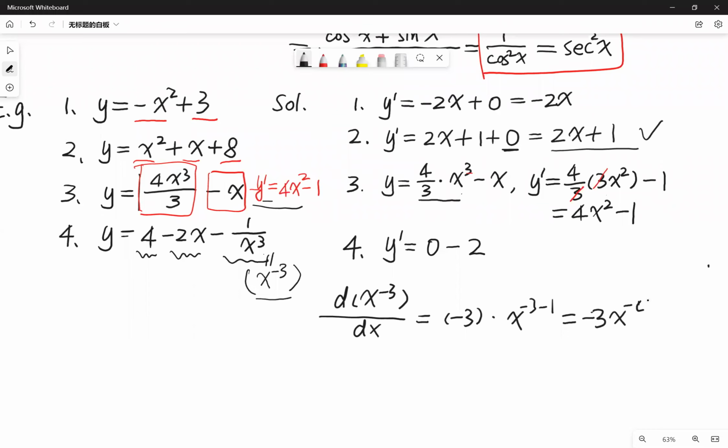And here, you should not forget this label, right? Plus 3. Minus 3x minus 4. Then we know that it's minus 2, plus. Oh, sorry, minus 3x to the power minus 4. Minus 3x, right? Plus 3 by 4, x to the power 4.